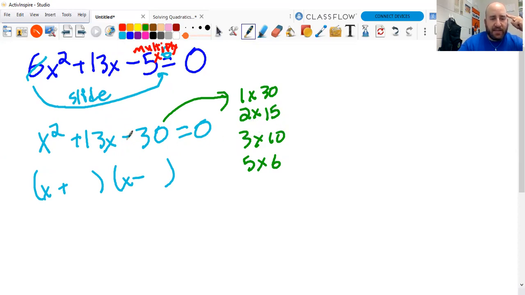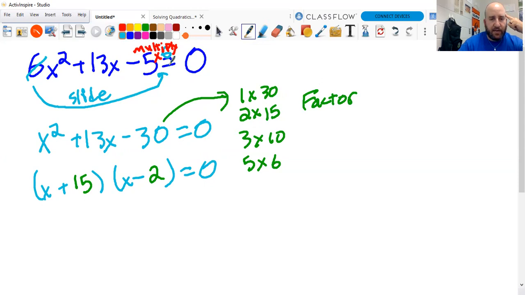Again, where this is going to come into play is my signs. Since this is negative, these have opposite signs. If I try to use 3 and 10, 10 minus 3 is going to give me positive 7. 3 minus 10 is going to give me negative 7. Neither of those give me positive 13. So that's not going to work. So now we got to use 15 and 2. So what's going to give me positive 13? 15 and negative 2. Again, this is the factor step. Okay. So x plus 15 times x minus 2 equals 0.